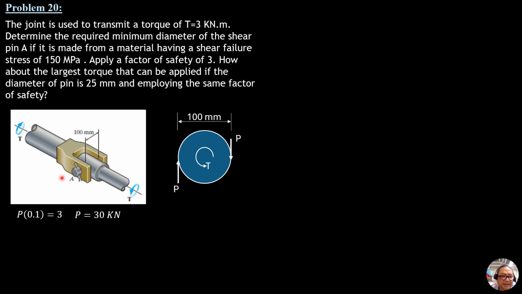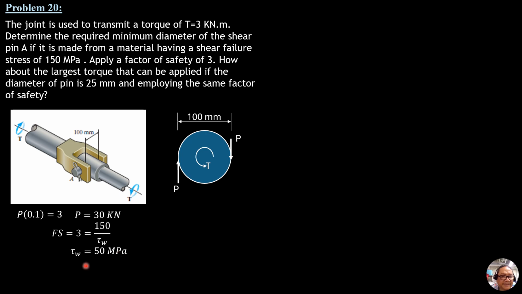So the pin, if failed, will be in single shear failure, and the working shear stress or allowable shear stress would be, since the factor of safety is 3, equal to the shear failure or ultimate strength divided by the working stress or allowable stress. So therefore, it is 50 megapascals.